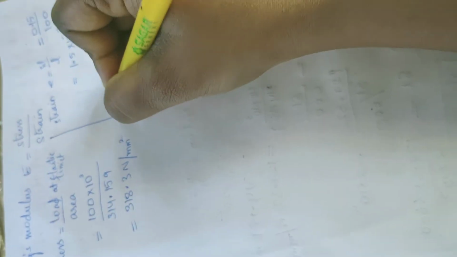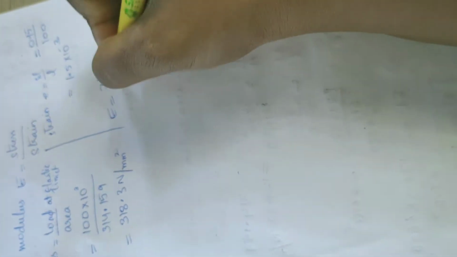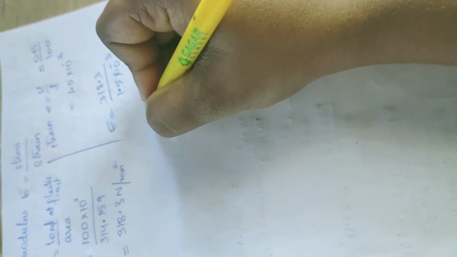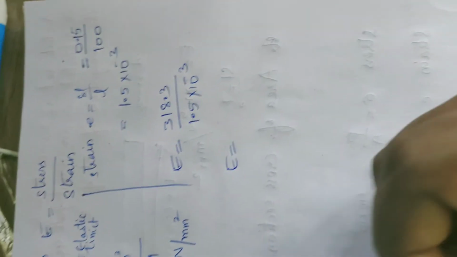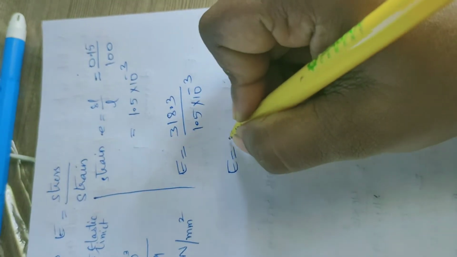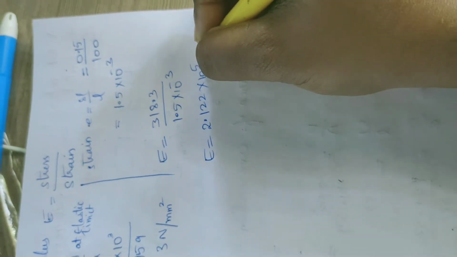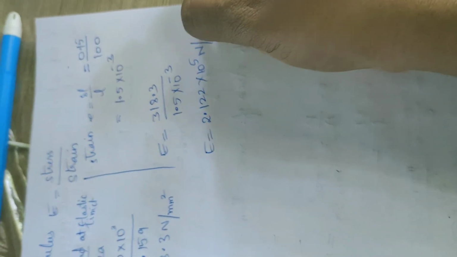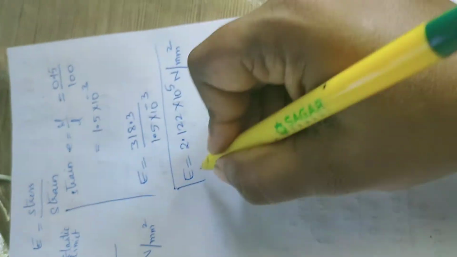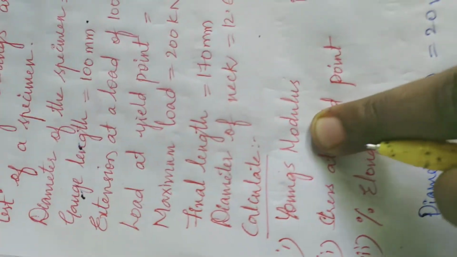Now I will make use of these two and find E. So Young's modulus E equals stress by strain, that is 318.3 by 1.5 into 10 to the power of minus 3. So what value will I be getting? I will be getting 2.122 into 10 to the power of 5 Newton per mm square. So I got Young's modulus. My first task is finished.